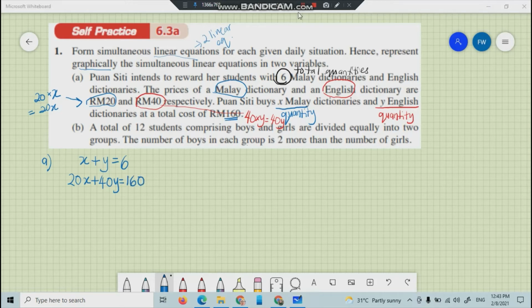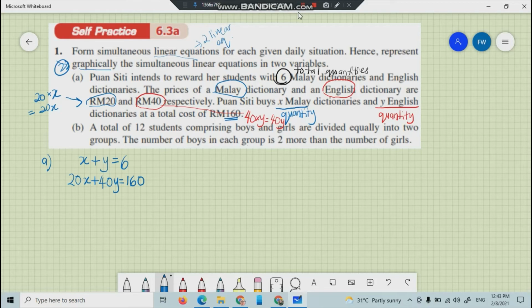Now we already have simultaneous linear equations. We have two linear equations with variables x and y. So next we need to do the linear graph. The second thing we need to do is the linear graph. How can we form a linear graph?